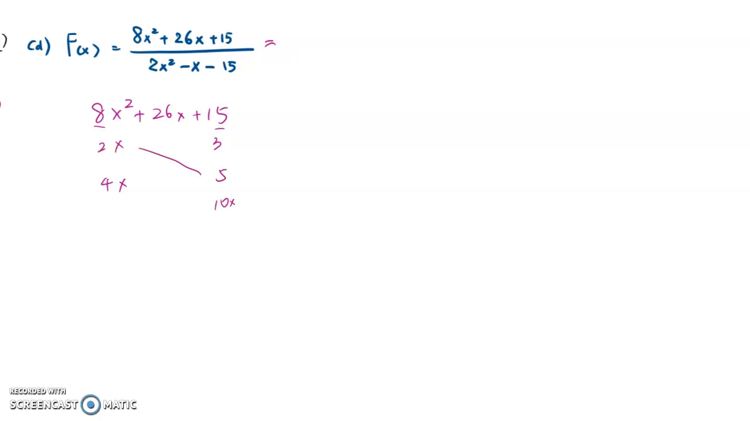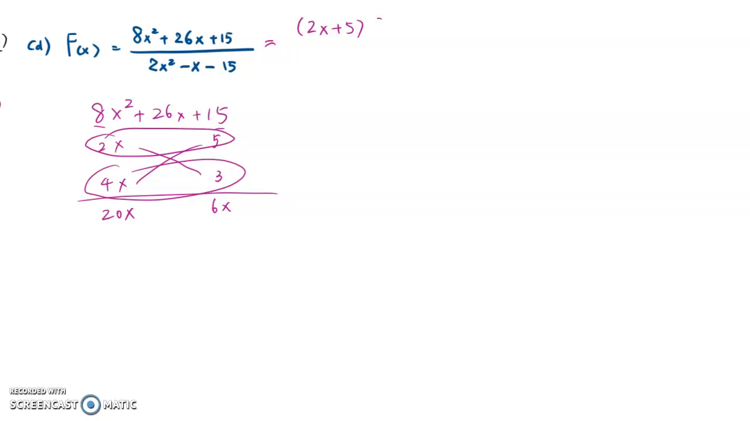I'll try it this way. This is a 10x, and this is a 12x. I want to get a 26x in the middle. It doesn't seem this combination works, so let me change the order a little bit. Let's move the 5 to top and 3 at the bottom. So 5 on top, 3 at the bottom. So cross multiply 6x, and this way is 20x. And I need 26x in the middle, and this is perfect. And so the top can be factored as, first factor is 2x plus 5. Second factor coming from the second row, 4x plus 3.